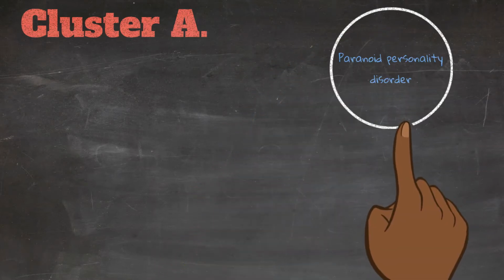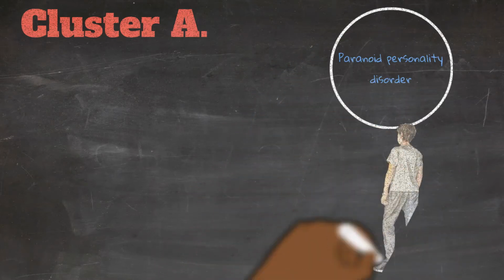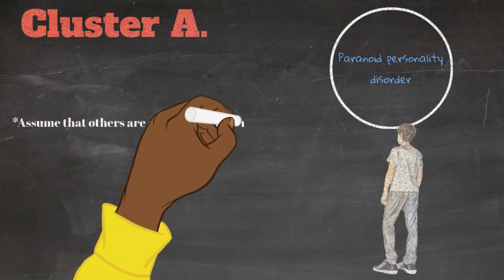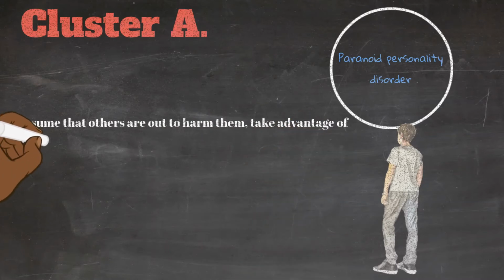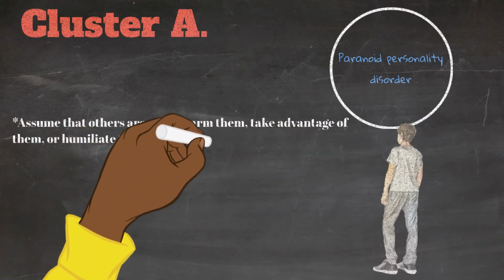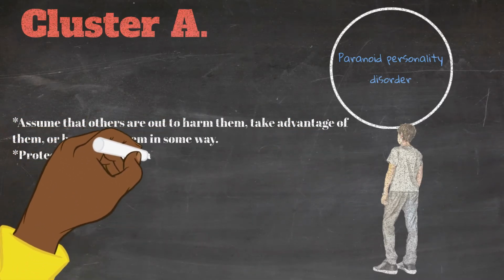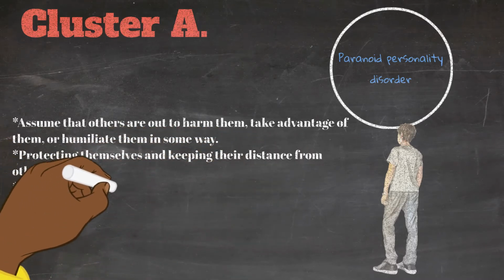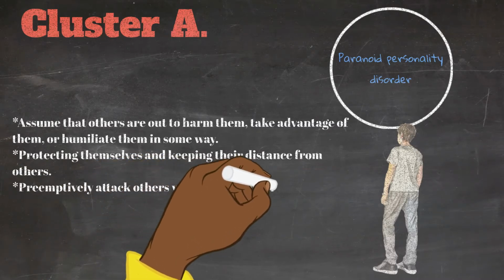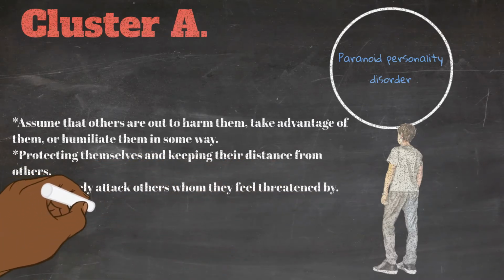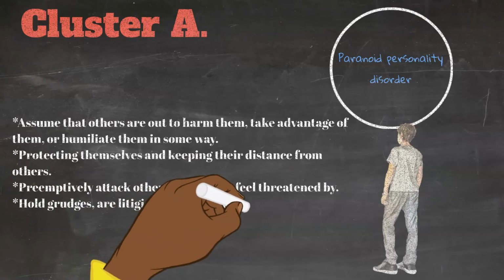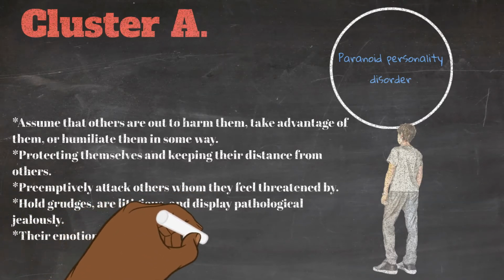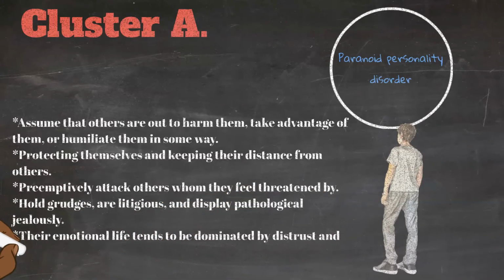They put a lot of effort into protecting themselves and keeping their distance from others. They are known to premeditatively attack others who they feel threatened by. They also tend to hold grudges and display pathological jealousy. So they have a lot of distorted thinking in the event, and they kind of stay on the past events. They want to just stay there. They don't think anything differently. They display odd behavior, and their emotional life tends to be dominated by distrust and hostility.